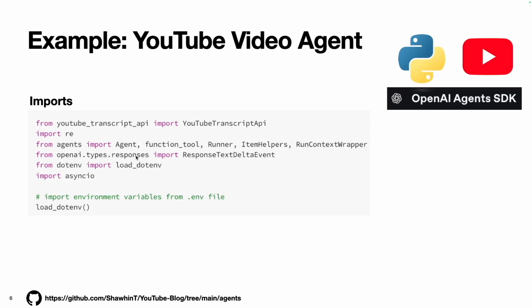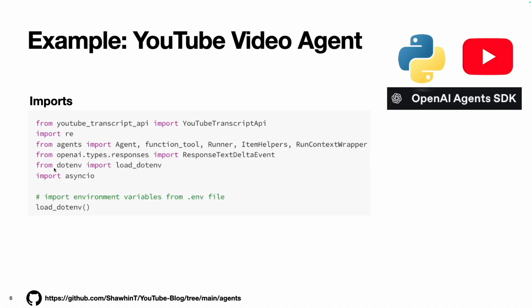Then we're importing this submodule from OpenAI's library. So this response delta event will allow us to stream tokens, so we don't have to wait until the LLM generates all of its response to print it to the user. We can stream it one token at a time.